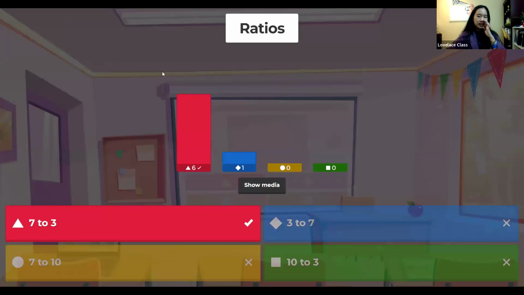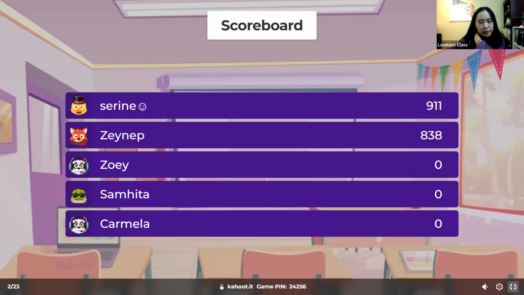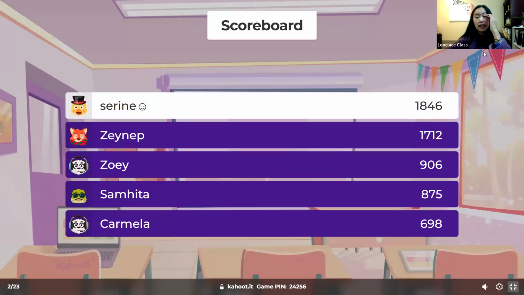Okay, good job, good job. Perfect. I'm glad you guys all read very carefully. I'll quickly explain. We take the number of sedans, 28, to minivans, 12. We simplify because they're both divisible by 4. So that's 28 divided by 4, which is 7, to 12 divided by 4, which is 3. So good job. That was a very good round. Keep it up.